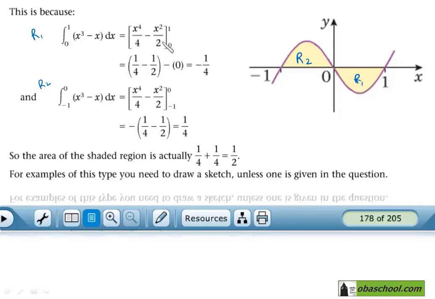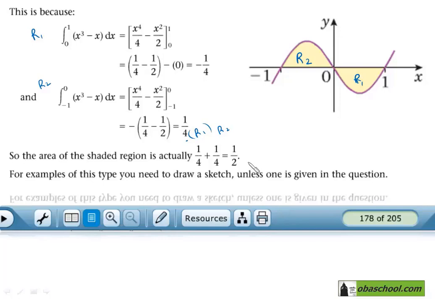Also, they calculated the definite integration for region 2 from minus 1 to 0 and the answer was 1 over 4. So, the area of the shaded region actually is area of region 1 plus area of region 2. However, we multiply region 1 by minus 1 in order to make it positive. The area is 1 over 2, which is logical because it is positive and not 0.